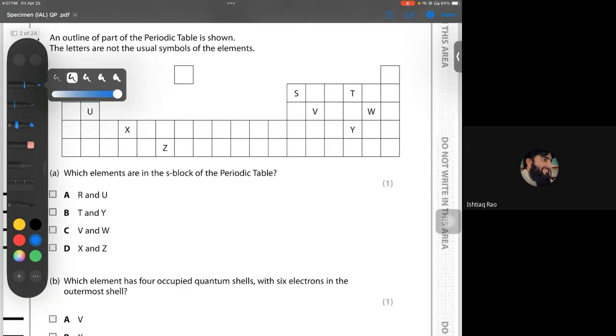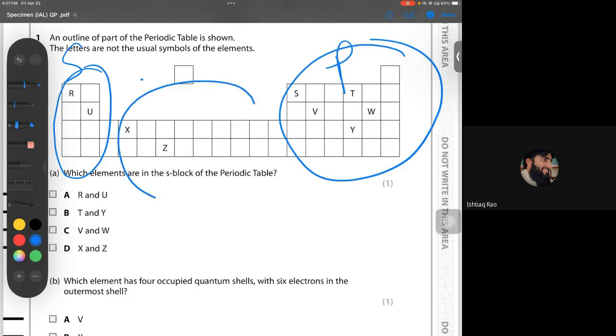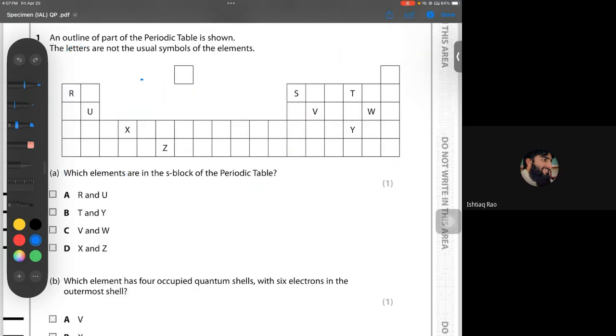So I'm talking about this one. This is S block. This is your P block. This is your D block. Okay. So they are asking which elements are in the S block of the periodic table. So of course we have R and U. So that's why option A would be correct.